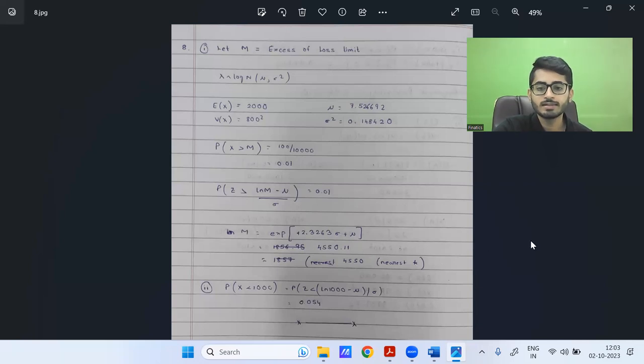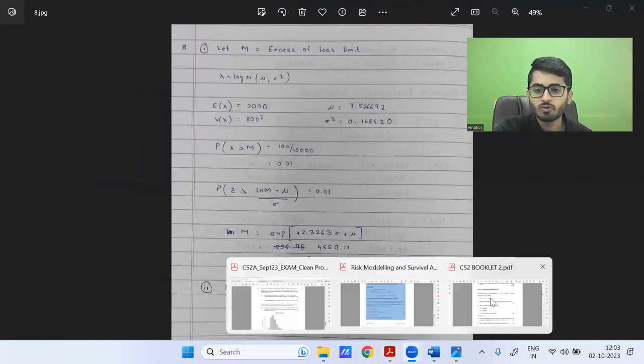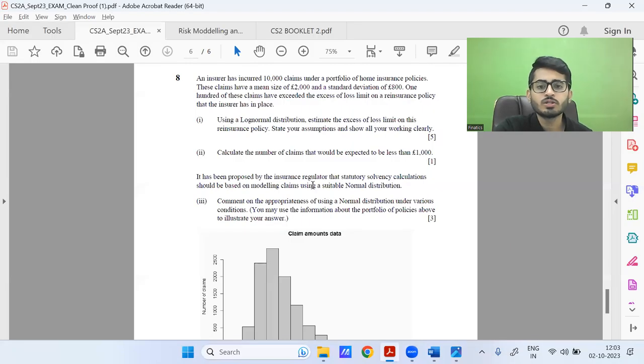And part two, probability X less than 1000. So we'll get this over here. Part two is coming out to be 0.054. Then part three: it has been proposed by the insurance regulator that the statutory provision, and so on. Comment on the appropriateness of using a normal distribution under various conditions.